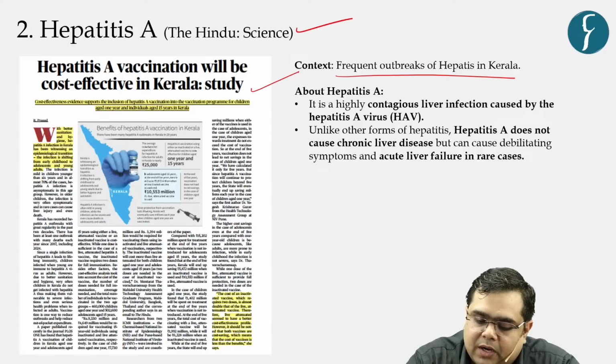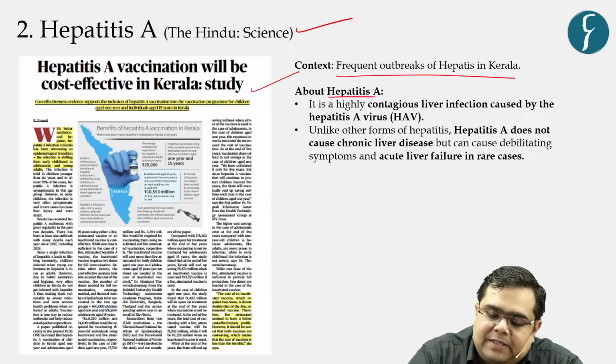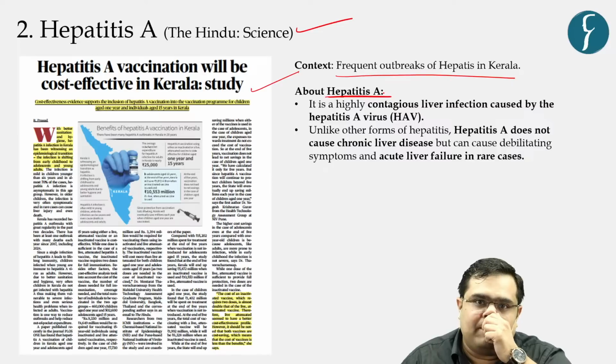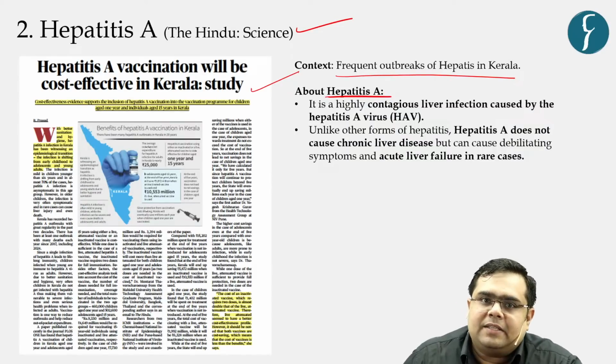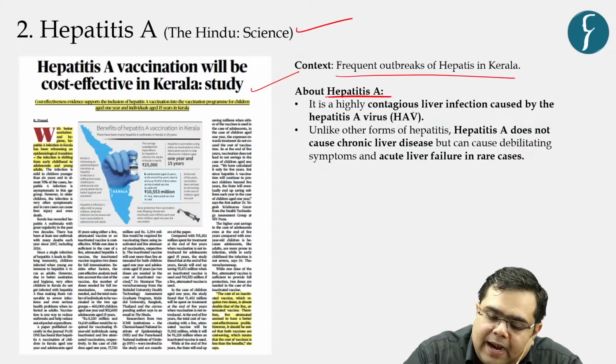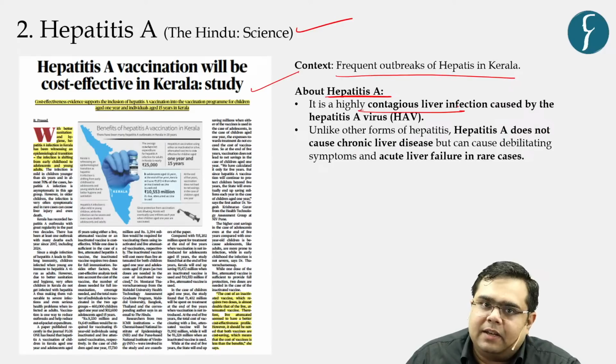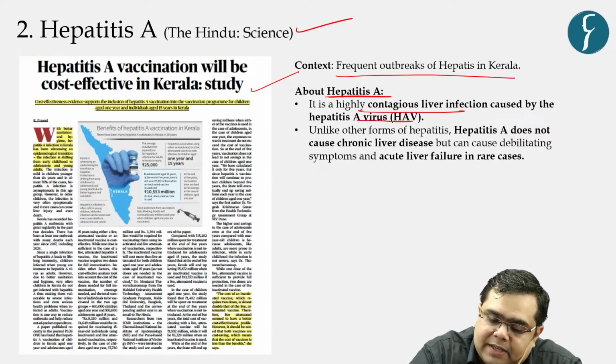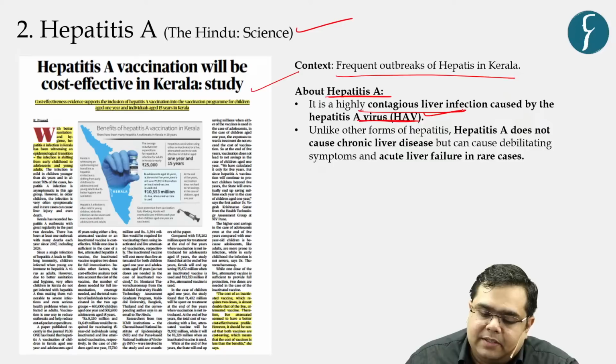Now, what is the basic meaning of hepatitis as a disease? It basically means that because of a certain kind of infection, there is an inflammation of the liver, and it is a highly contagious liver infection which is caused by a virus. That means it is a virus-based disease. Unlike the next one, we will see that this particular disease is virus-based.